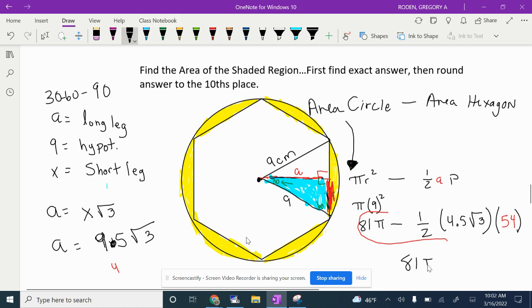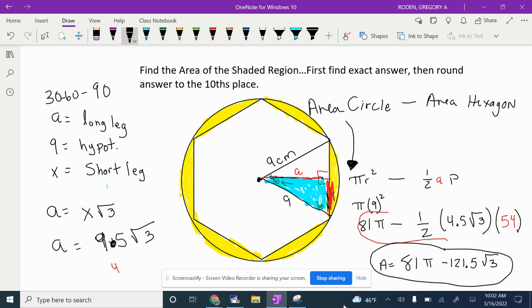But if we really wanted to simplify it, we could take half of 54, and then multiply that by 4.5. So half of 54 is 27. And what's 27 times 4.5? 121.5. So this is 121.5 square roots of 3. So this would be your exact answer right here, simplified as much as possible. You guys with me on that?